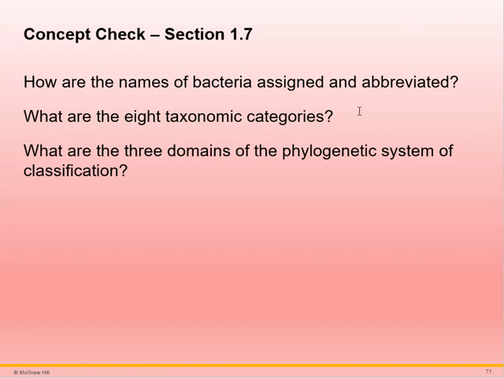So if you paused and thought about those, now I'm going to give you the answers. The names of the bacteria are assigned by their genus and their species. The genus and the specific identifier give us the name of the species. And the 8 taxonomic groupings, I'm going to have you list these from general to specific. The most general is domain, and then kingdom, phylum, class, order, family, genus, species. You can come up with a mnemonic device to remember that, like dumb King Philip came over for green soup or something like that. That would help you remember domain, kingdom, phylum, class, order, family, genus, species.